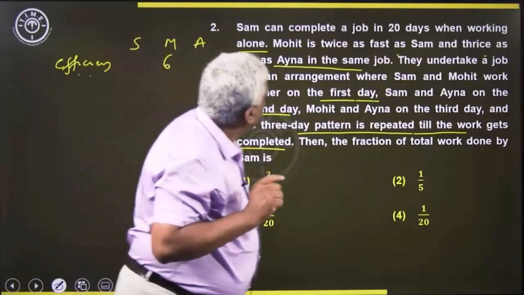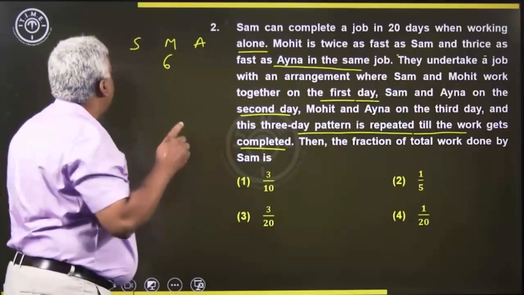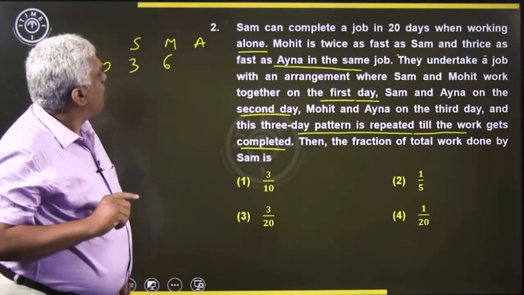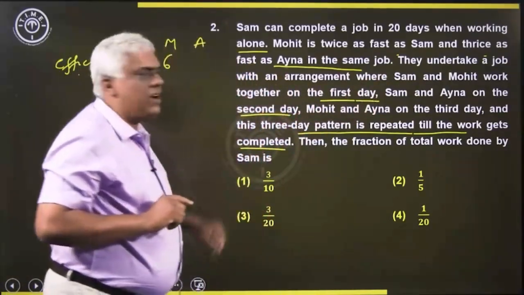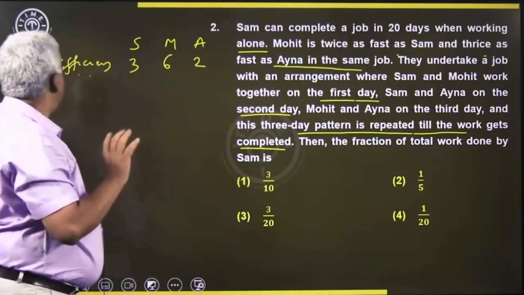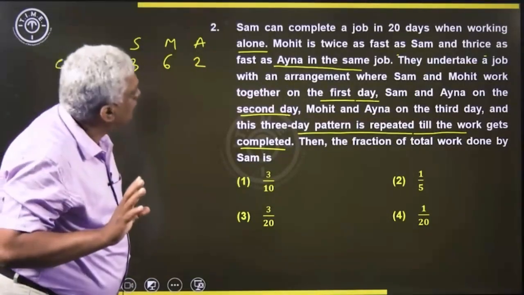Now Mohit is twice as fast as Sam. So Sam is doing 3 units of work per day, and Mohit is thrice as fast as Aina, so Aina will be 2. So this is their efficiency. We can take this as the efficiency.